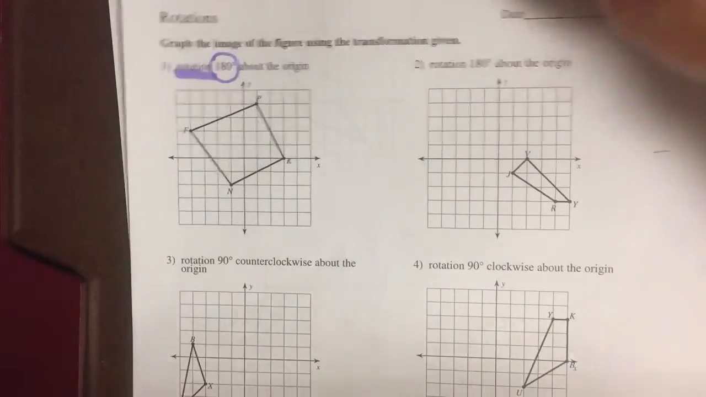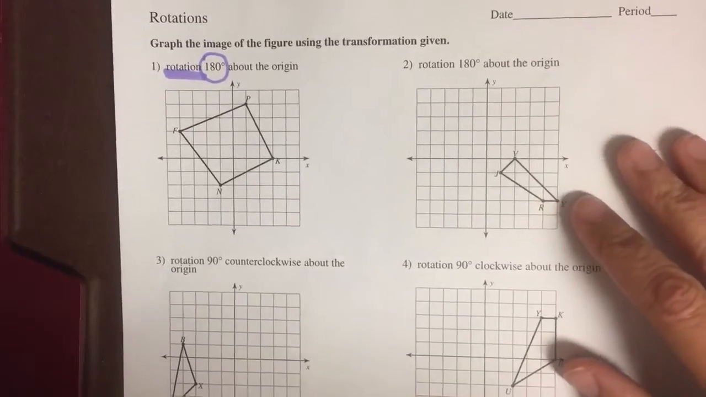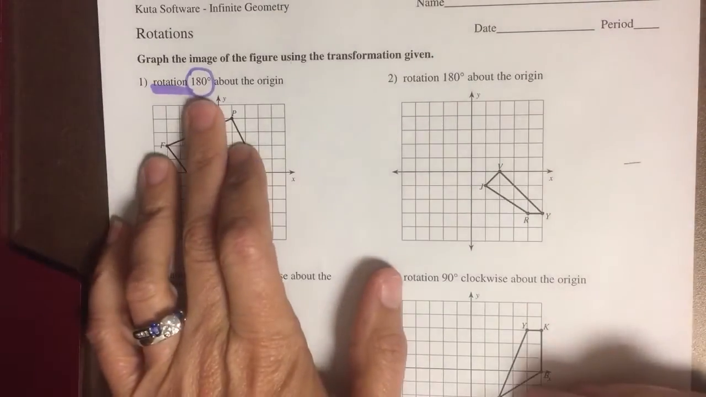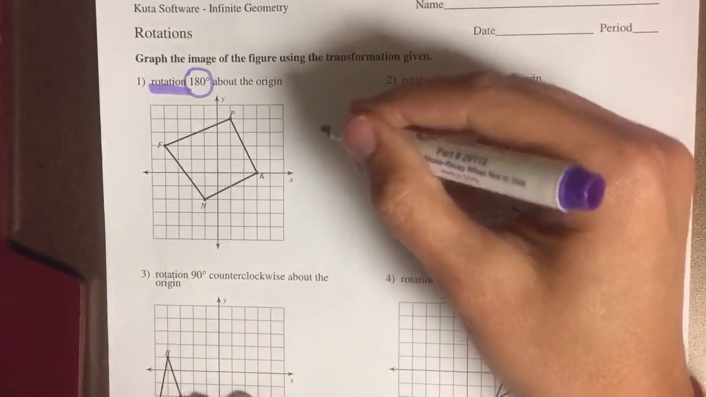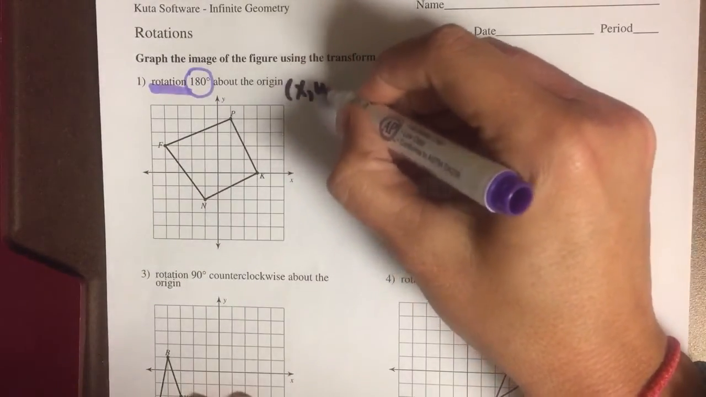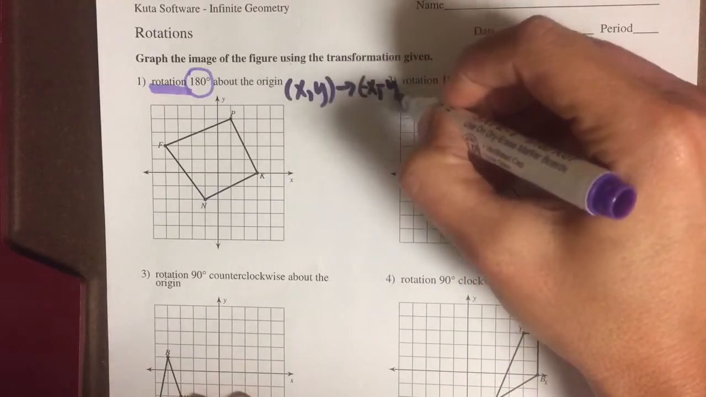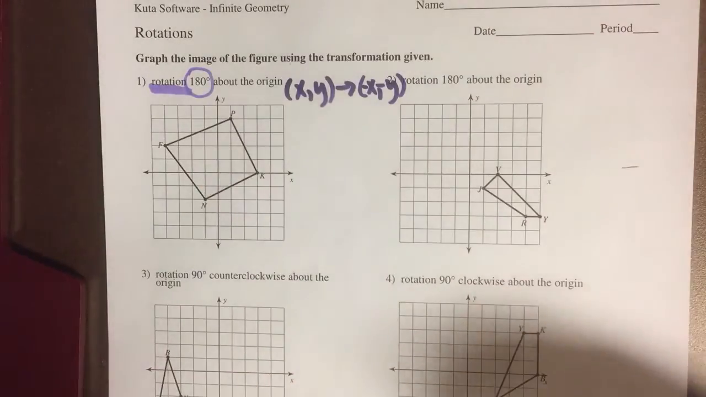So now we're going to look at a couple examples of rotations, actually using figures. So let's look at this figure that we have here. We have a rotation of 180 about the origin. So the first thing I'm going to do is write my rule. And my rule says, for a rotation around the origin, (x, y) is going to change to (negative x, negative y). That's the rule for a 180 rotation around the origin.